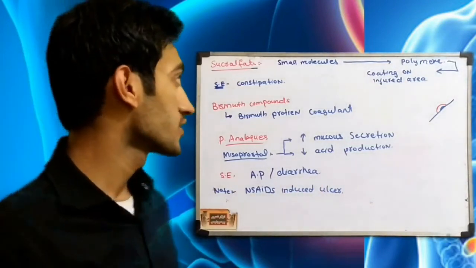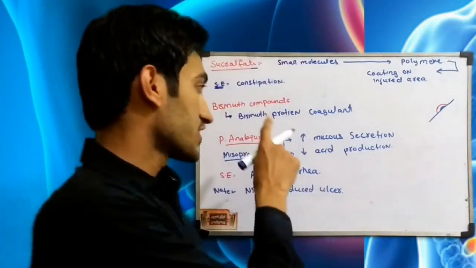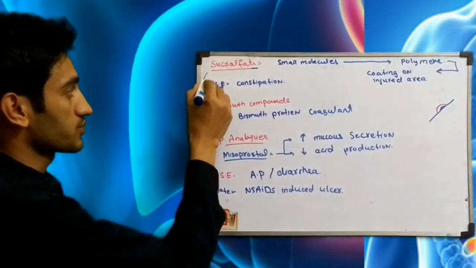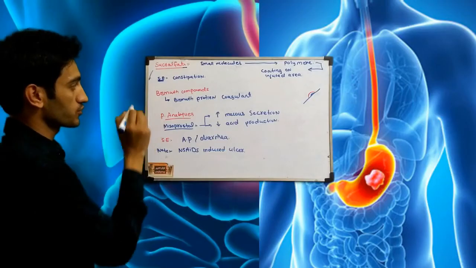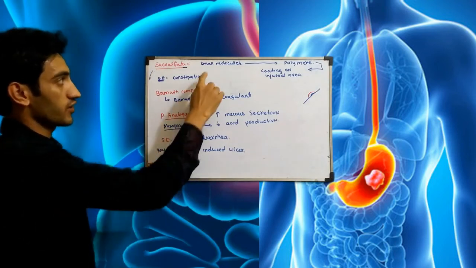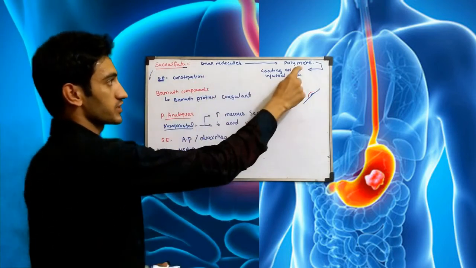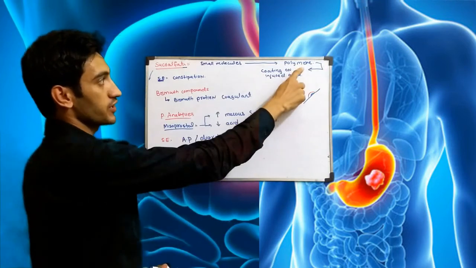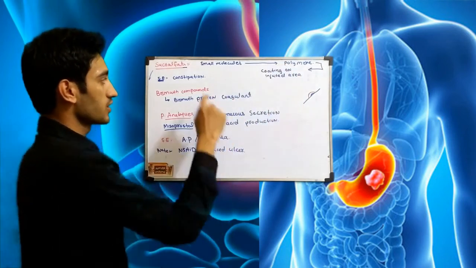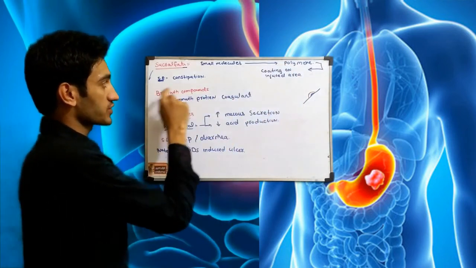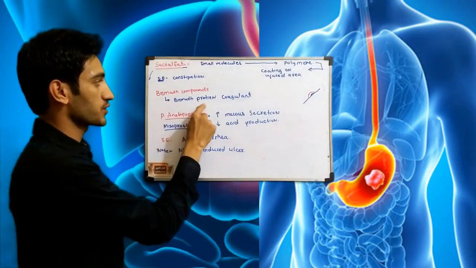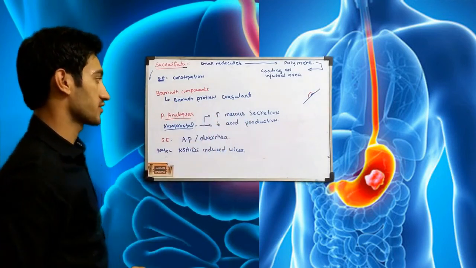Let's have a review. We are talking about the drugs which increase the mucosal defense. 3 types. Number 1, sucralfate. Number 2, bismuth compound. And number 3, prostaglandins analog. Sucralfate are small molecules which polymerize in the acidic environment of the stomach, and this polymer will form a coating on the injured area of stomach. Then what is the side effect? Side effect is constipation. Then the bismuth compound forms the bismuth protein coagulant which prevents the ulcer.